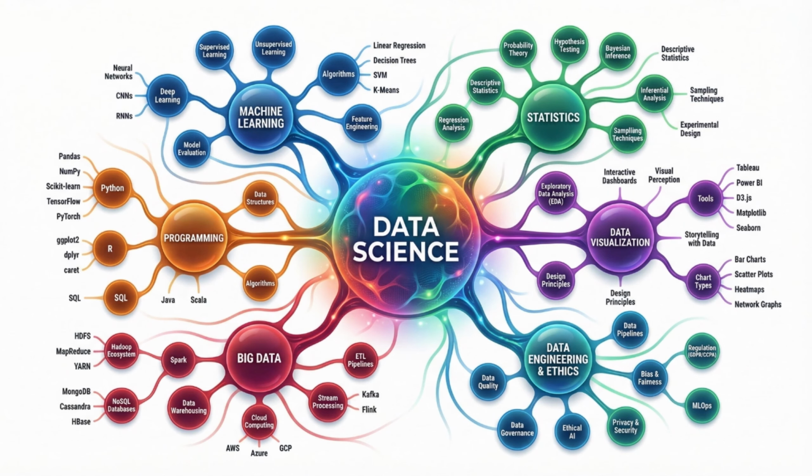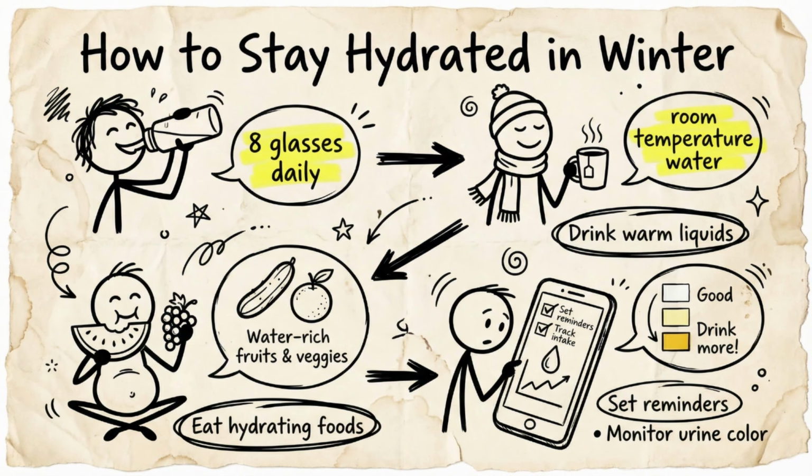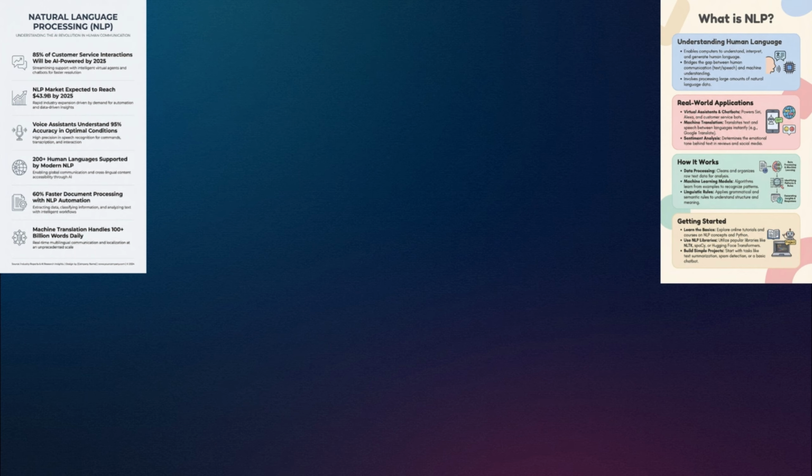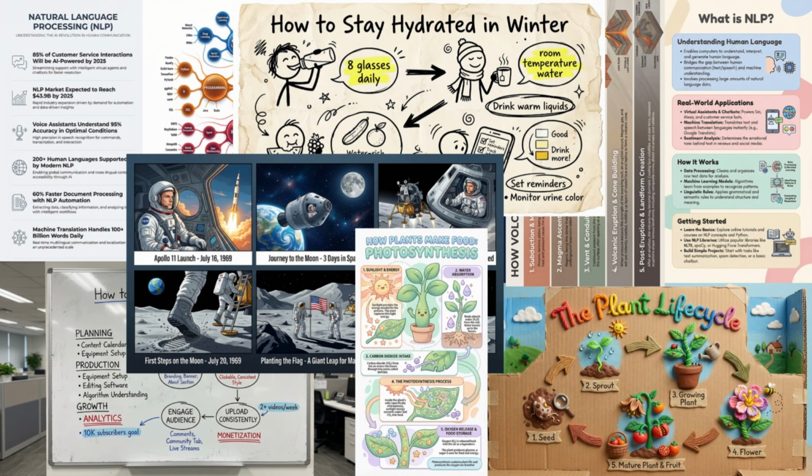This one goes deep, a complex mind map infographic for data science. Despite the complexity, everything is structured, readable, and logically connected. And finally, something fun. A stick figure style infographic on how to stay hydrated in winter. Simple, friendly, and incredibly effective. Different topics, different styles, different audiences, and yet every single infographic looks intentional, accurate, and professionally designed.